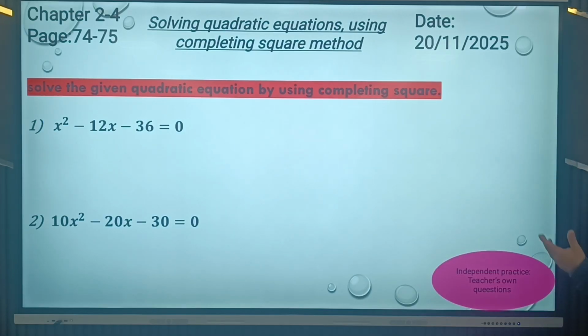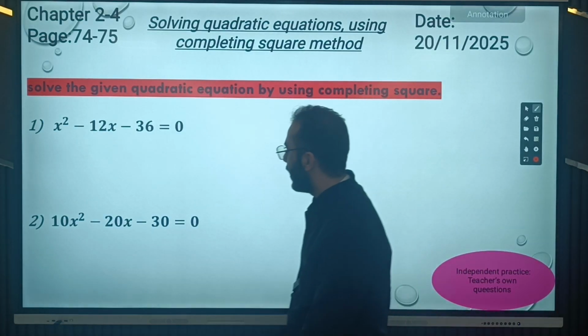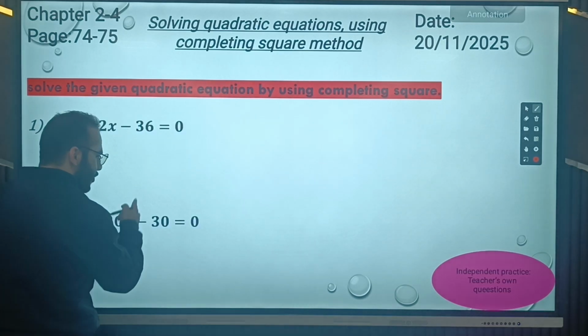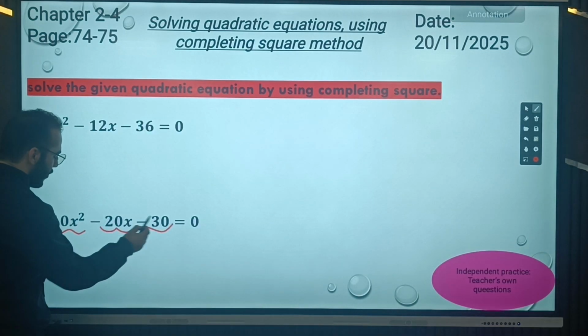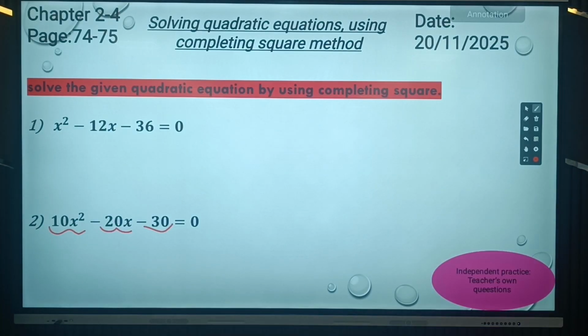Next question. 10x squared minus 20x minus 30. Similar question to the previous one that we solved. Are all these coefficients divisible by the coefficient of x squared? Yes. So divide the whole equation by 10. What are we going to get?